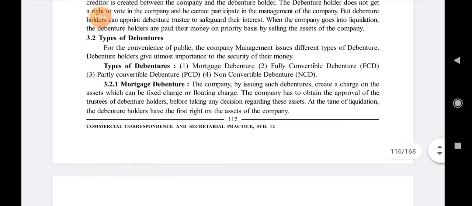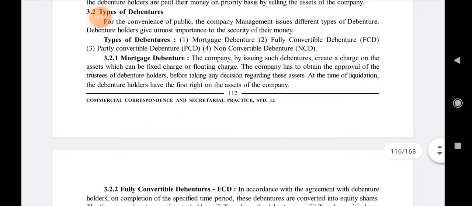First one is the types of debenture. How many types of debentures are there? At that time you have to write the answer, in a 1 mark question or MCQ, that there are four types of debenture. First one is the mortgage, second one is fully convertible, next one is partly convertible, and fourth one is non-convertible.